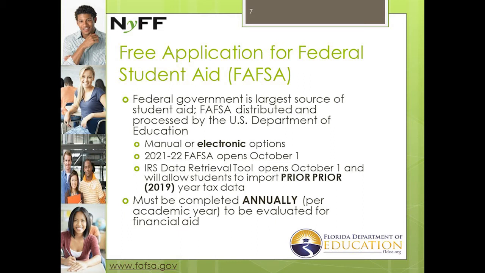The 2021-22 application becomes available October 1st of 2020. Applicants will use their 2019 tax information to complete the FAFSA. Please review your institution's website to determine the priority deadline for your institution. Also, please note that it is highly advisable to complete the application electronically and utilize the IRS data retrieval tool. It is recommended to file a FAFSA each year a student attends a post-secondary institution.